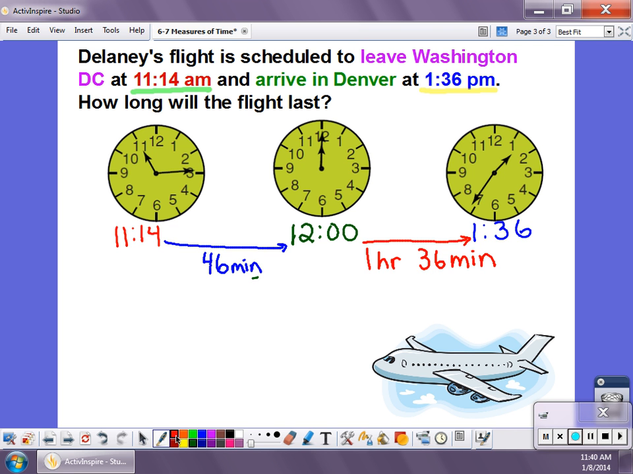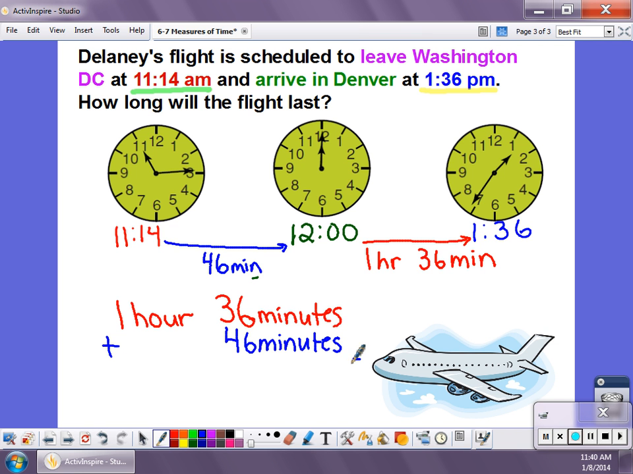So if I want to find the total time of the flight, all I need to do is add these two amounts together. So I have 1 hour and 36 minutes, and I have 46 minutes, and what I'm going to do is add those two amounts together, and that will tell me the total amount of time for this flight. So 36 minutes and 46 minutes, if I add that together, that's a total of 82 minutes, and there aren't any other hours to add in here, so what I have is 1 hour and 82 minutes.